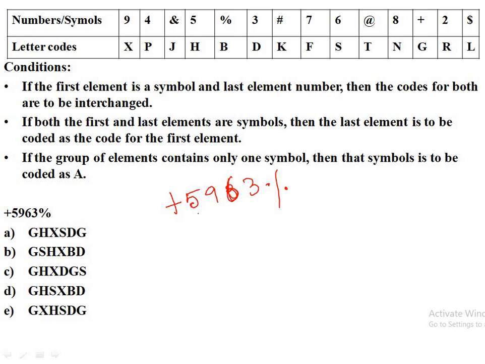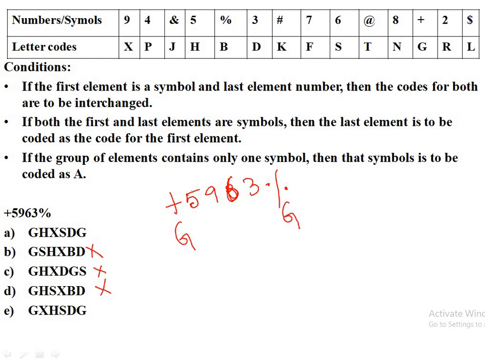So, what does plus mean? Plus means it is G, correct? When it is G, what do we need to do? If both first and last elements are symbols, then the last element should be coded as the first element. That's it. What is the first element? That is plus. The code of that is G. So you should do the same thing for the last element as well. So here it is eliminated. Why? Because we don't have the same element at first and last. Left out is only 2. Let's see. The next particular element will decide our answer, whether it is A or E.